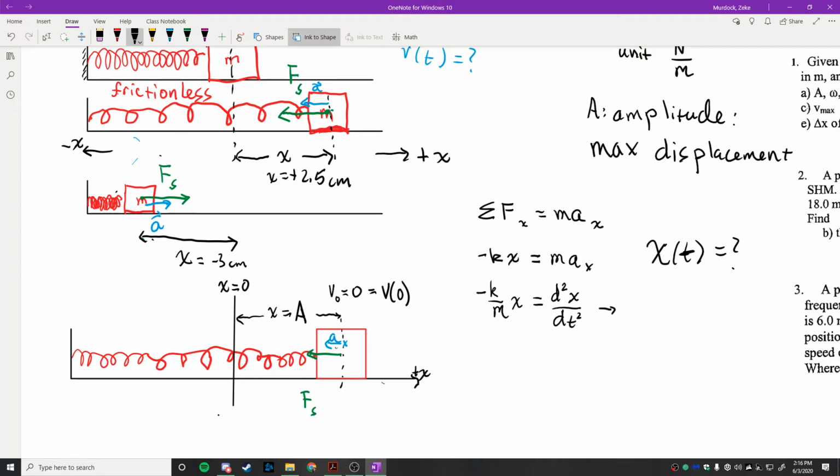What we're going to do is just say, suppose we let k over m be equal to something that we're going to call omega squared. We don't have to do this, it's just for simplicity. Why we call it that will become immediately apparent, but for now, we're just going to call it omega squared. Okay? That's not w, it's omega. So now our equation basically becomes negative omega squared times x is equal to the second derivative d2x dt2.